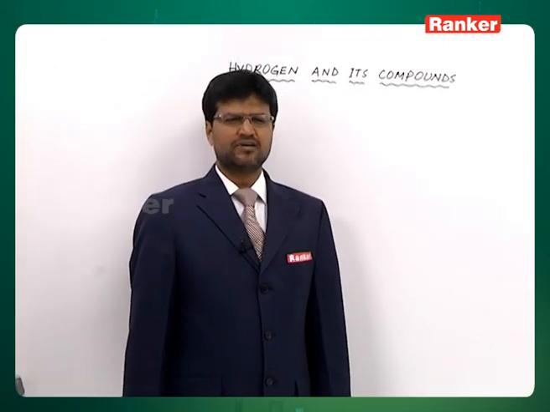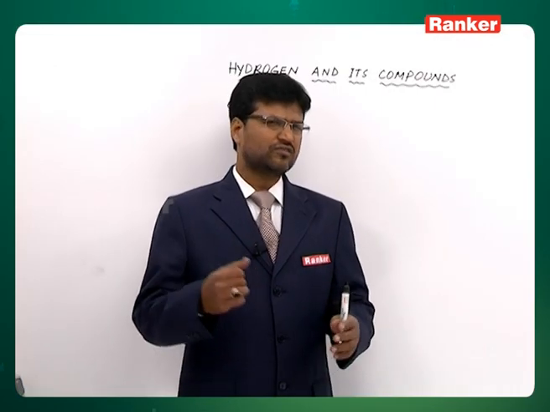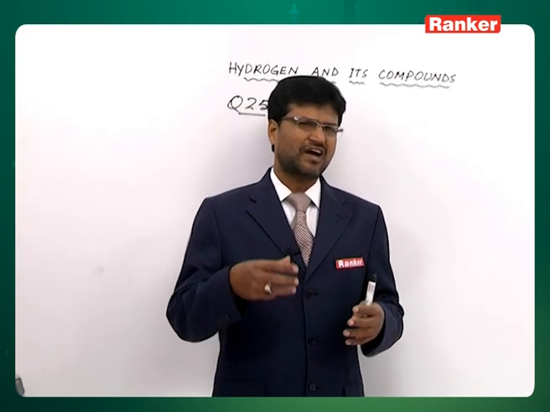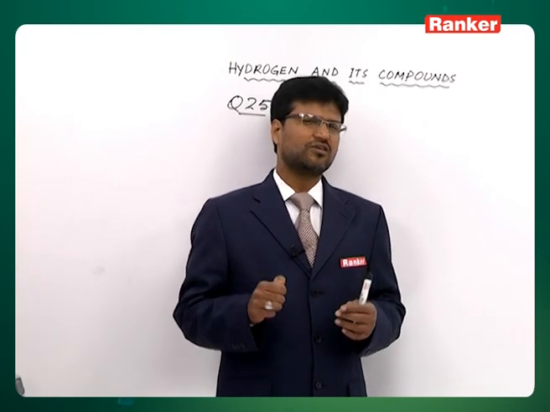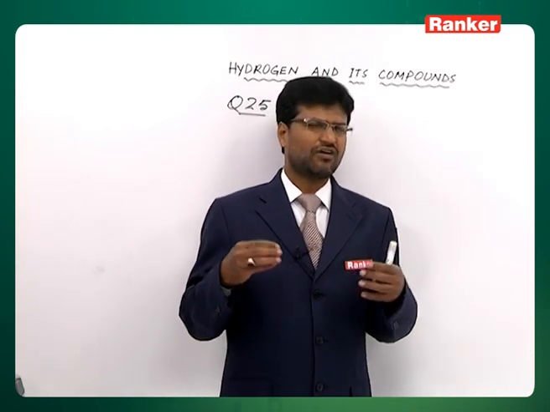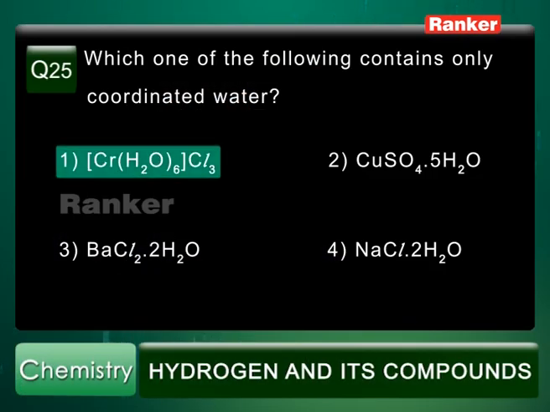Question number 25. Which one of the following contains only coordinated water molecules? First option is Cr(H2O)6 Cl3, second option is CuSO4.5H2O, third option is BaCl2.2H2O, and fourth option is NaCl.2H2O. Actually, NaCl.2H2O does not exist. It has been just added as an option. First option is the correct answer, because all the 6 water molecules are coordinated water molecules. They are all linked to chromium through dative bond. So the correct answer is first option.